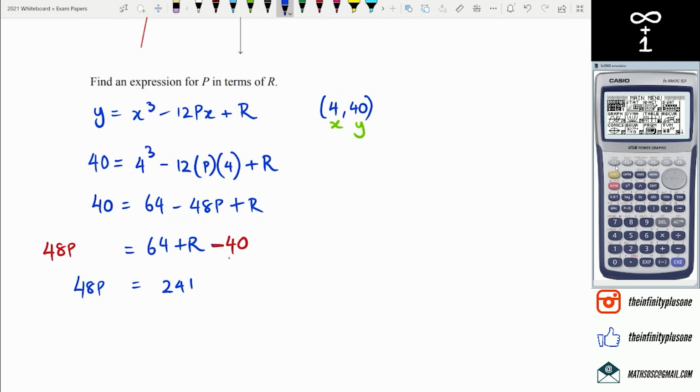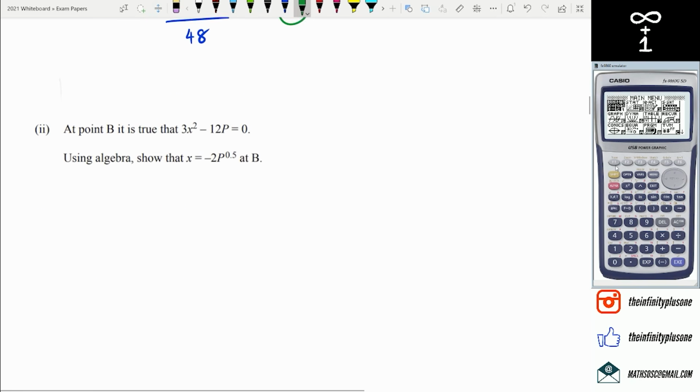Now it's really important that I have P by itself. So P is equal to 24 plus R, divided by 48. So grades-wise, substituting correctly gets you an achieved. Wow, so basically just here. Looks like it. Finding an equivalent expression, so P in terms of R, is actually getting you a merit grade there. Cool. That's it for C1. Let's go to C2.